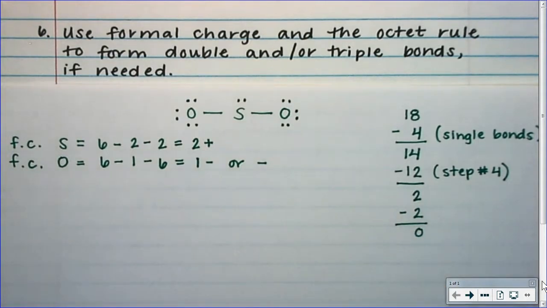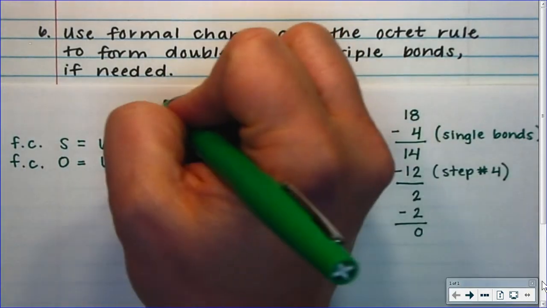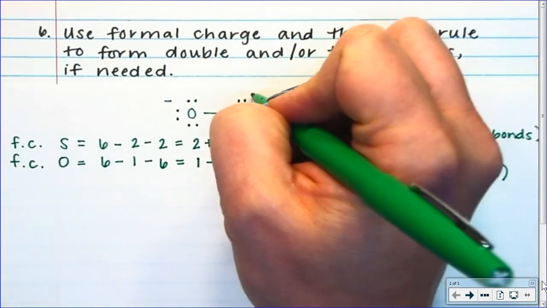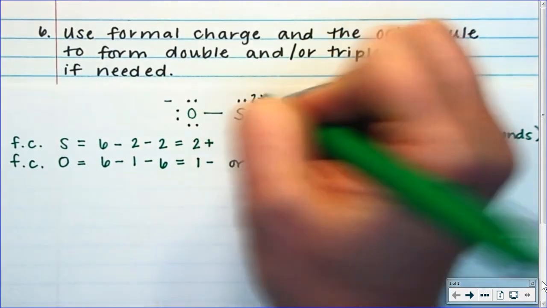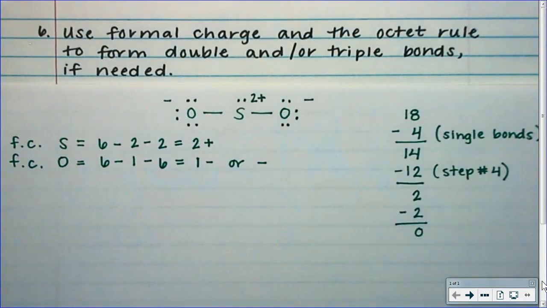This indicates that we can have some movement of electrons, because at this point, we have a negative charge for each oxygen and a 2+ charge for the sulfur. Overall, if we add that all up together, so 2+, and then we add in 2 negative charges, we still have a 0 charge overall, but we want to minimize this charge and get sulfur octet.